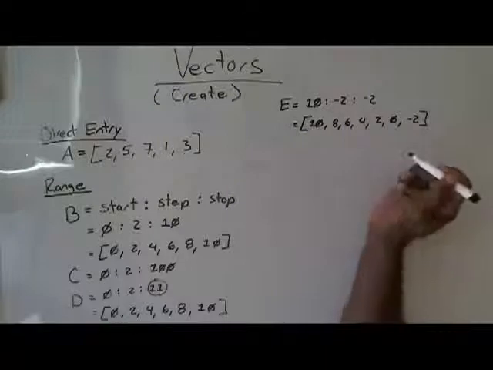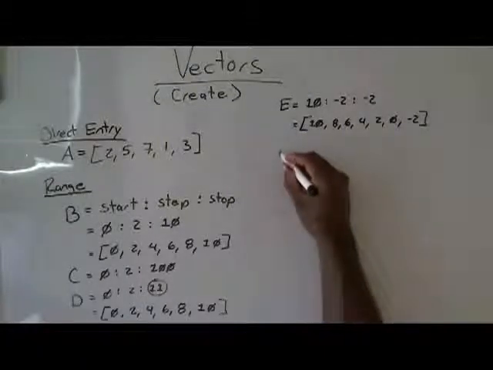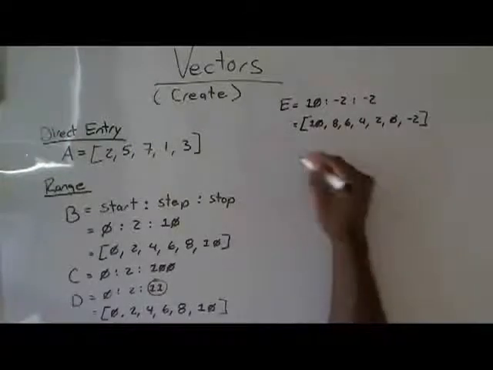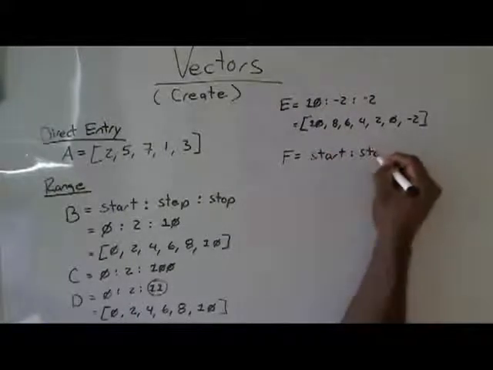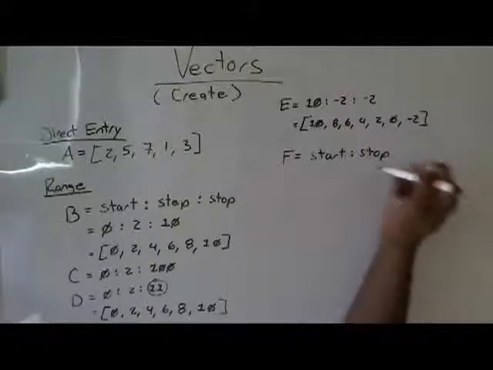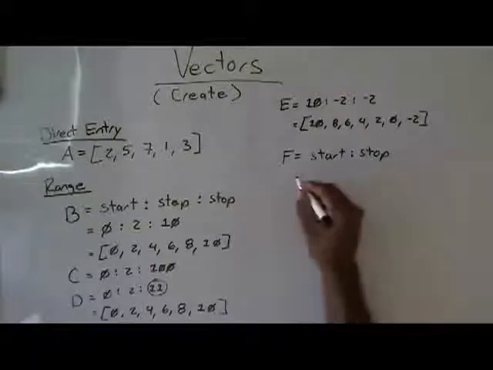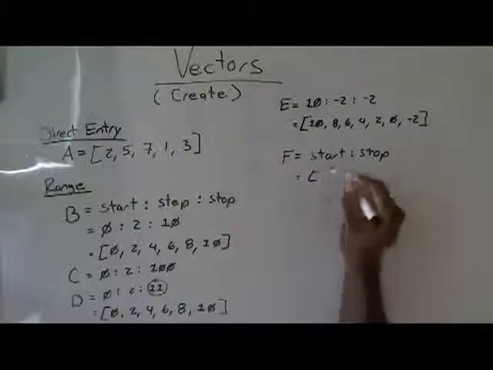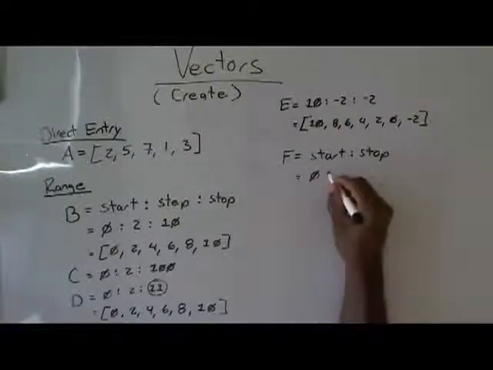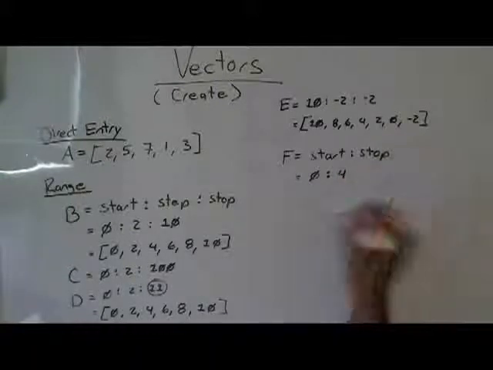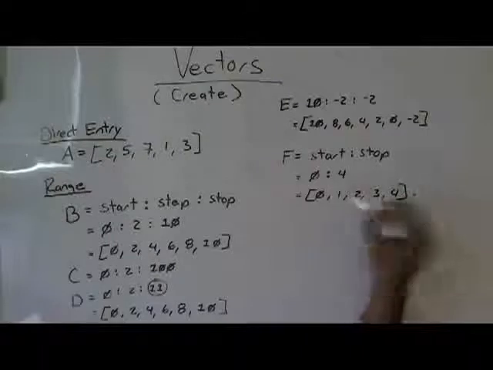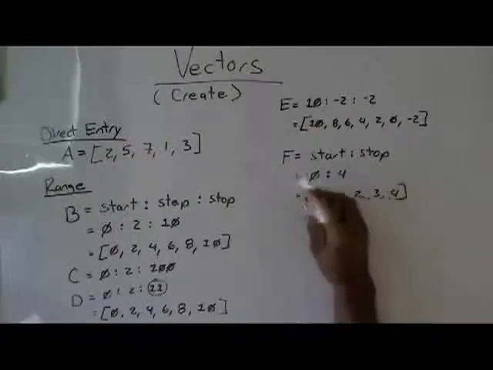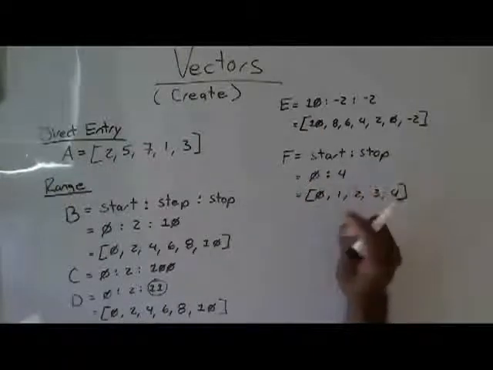There is a shortcut form of this range, where it's not a start step stop, but it is just a start colon stop. What happens in this case is the step is assumed to be 1. So if I just said F equals 0 colon 4, then that would be the equivalent of 0, 1, 2, 3, 4, because the step is assumed to be 1. This is a very common way to define vectors. And so that's the range operator.